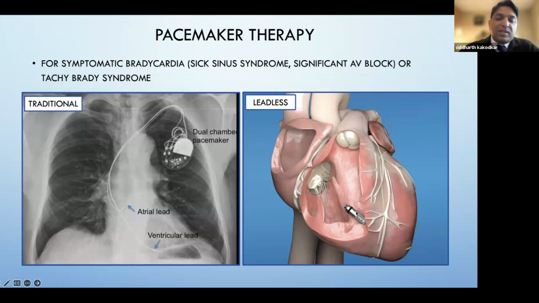And there are some patients where this is a better option, especially if there's higher infection risk. These tend to be lower risk of infection. Patients who have difficult access issues, or they're just very elderly or very thin. You're worried about what's called a pneumothorax. You can just place that device very easily through the vein in the leg and leave it there.